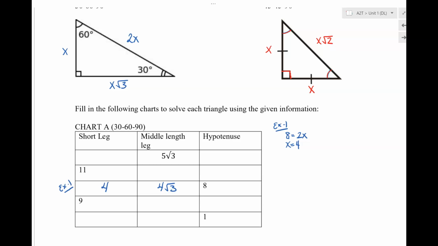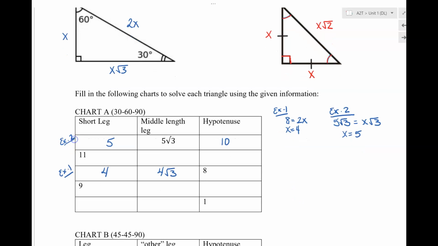Nice. Okay, so let's do the top one for example 2. If I know that my middle leg given is 5 rad 3, and that is equivalent to x rad 3, because that's the relationship with the sides, then we can say that x is 5. My short leg is 5. And then the hypotenuse is twice that short leg, so it's 10.